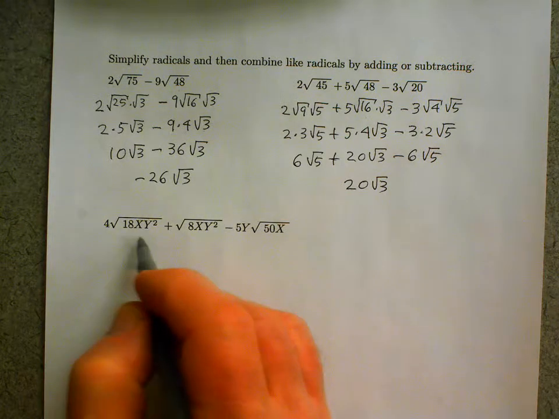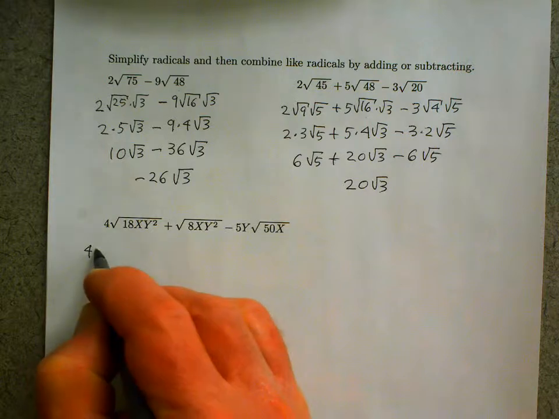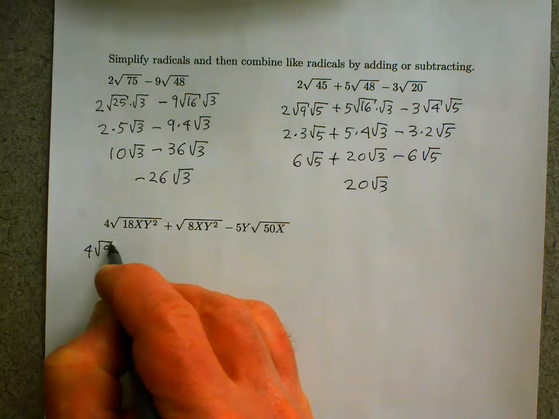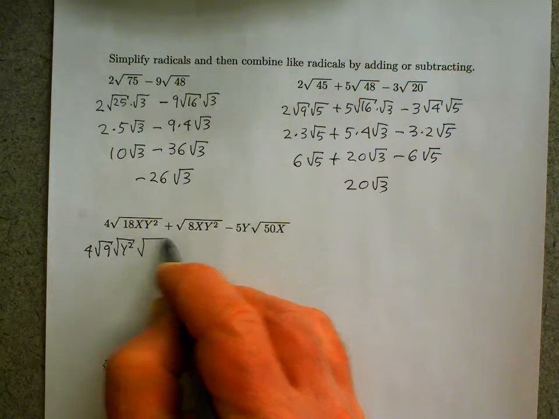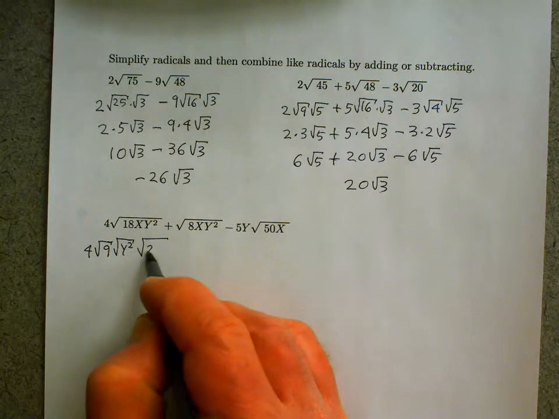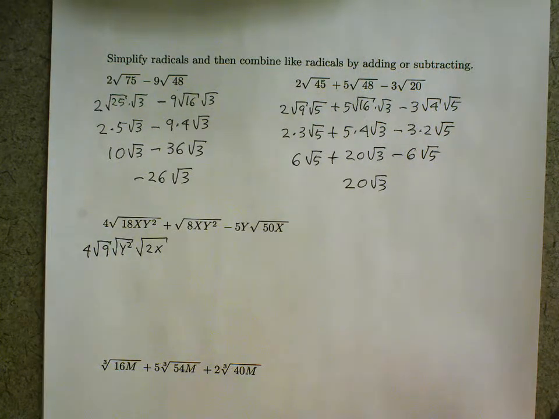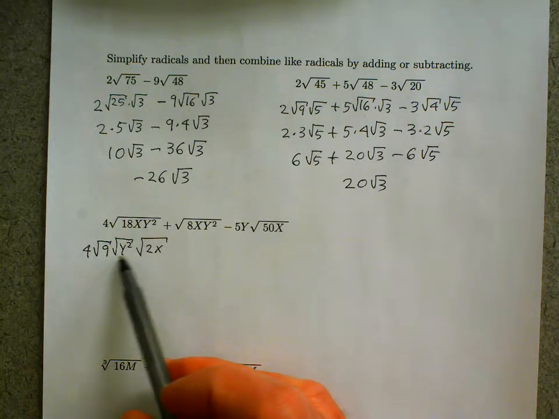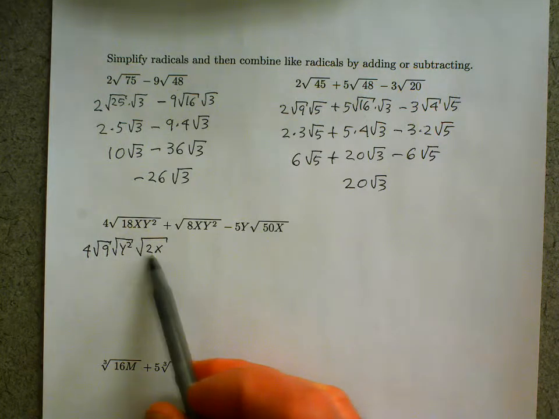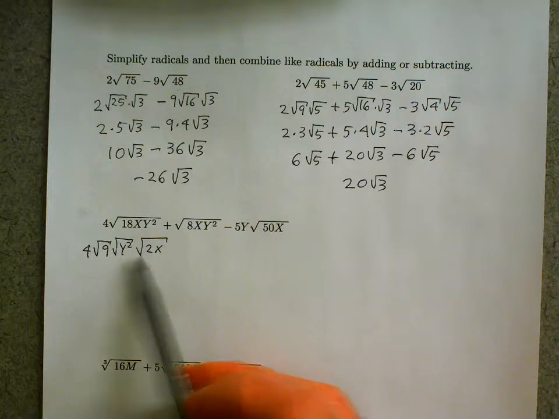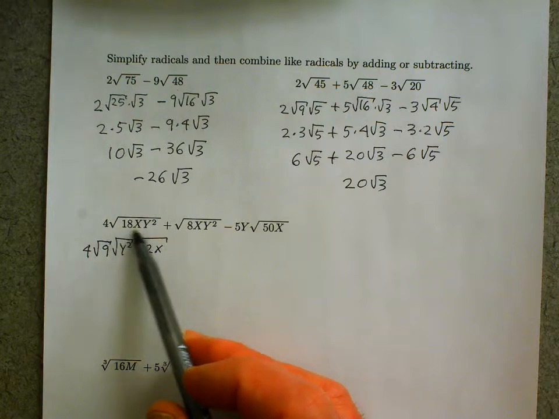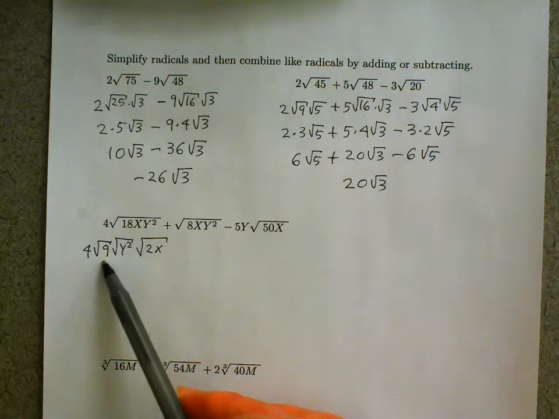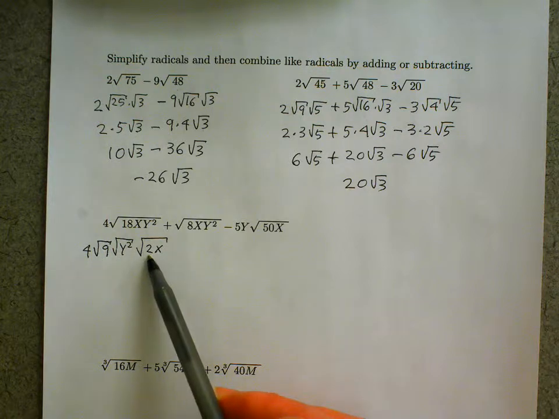Okay, so when we rewrite this, we can write it as 4 times the square root of 9 times the square root of y squared times the square root of the remaining factors, which are 2 times x. You can verify by multiplying the radicands to see if you're doing it correctly. So 9y to the second times 2x is the same as 18xy to the second. But we separated the square roots of the perfect square factors from the leftover factors.